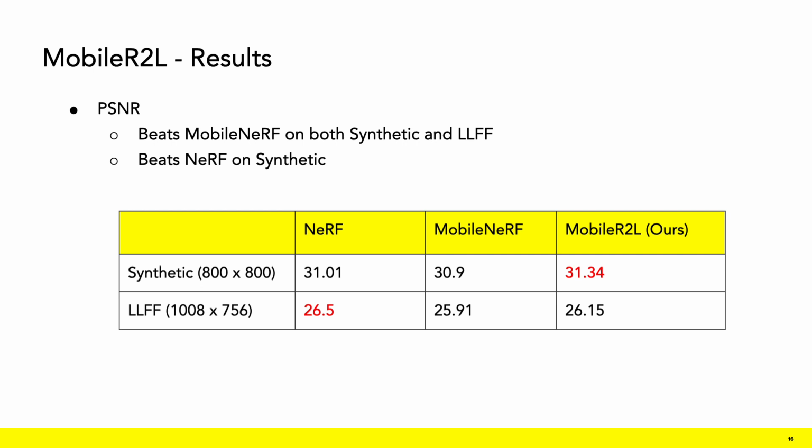As I mentioned earlier, MobileR2L not only achieves high speed and low storage, we also maintain high rendering quality. For the synthetic dataset, we achieve 31.34 PSNR, which beats MobileNeRF and NeRF. And for the LLFF dataset, we achieve 26.15, which is better than MobileNeRF.